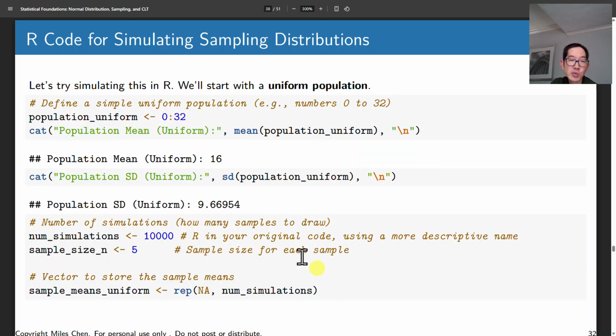We could also run some code in R to do this, and we can try it out with different kinds of populations. We don't necessarily have to start with a normally distributed population. But I'm going to run out of time, so we'll continue this in our next lecture.